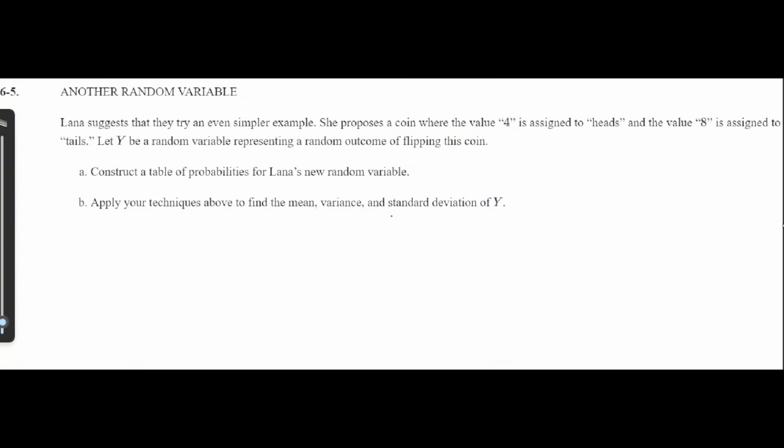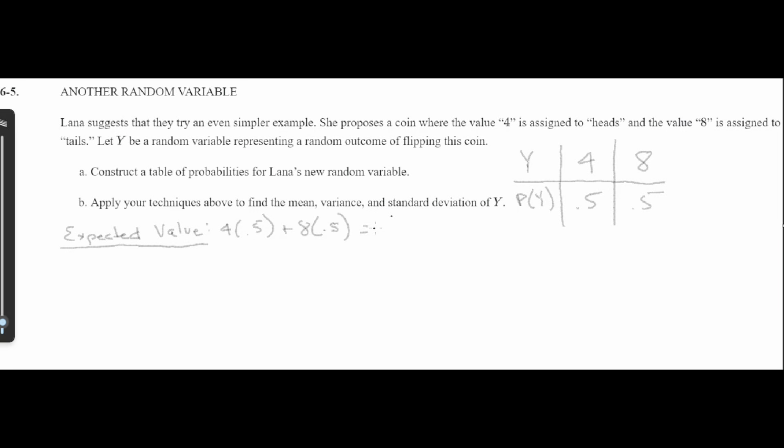But here we go for this problem. We're going to find the expected value. We're going to draw the probability chart. We're going to find the variance. And we're going to find the standard deviation. So if we have a value of 4, which is heads, it's a 50% chance. Same thing with 8 for tails. So the expected value is going to be the score you get times the probability of getting that score, and you add them up. Okay.